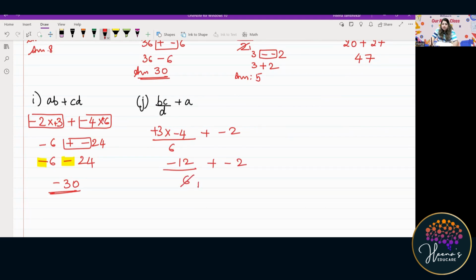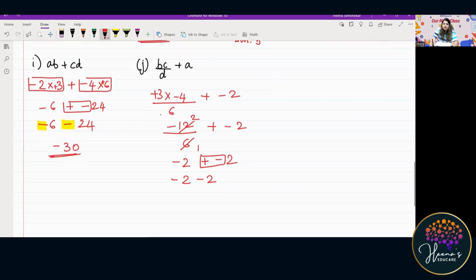Now, 6 ones are 6, 2 twos are 12. So you have minus 12 upon 6 plus minus 2. Do we have consecutive signs here? The answer is yes. So I'll first do that. 6 minus 2. Next, you have same signs or different signs? We have same signs here. So whenever we have same signs, what will you do? You have to add. So 2 and 2 gives you a 4. And sign of the greater number, you will be like, ma'am, there's no greater number here because both of them are 2. So I will just write a minus. So your final answer is minus 4.